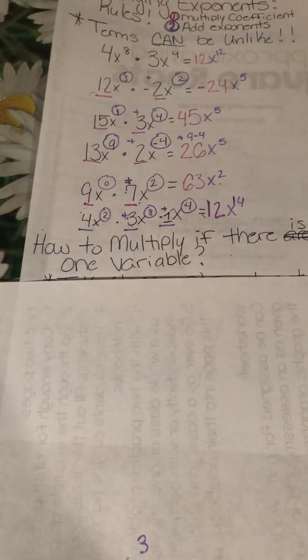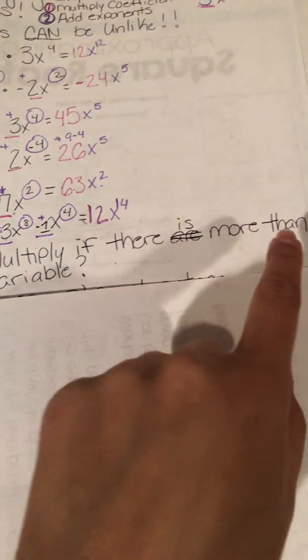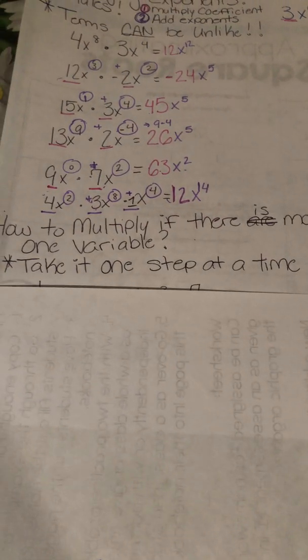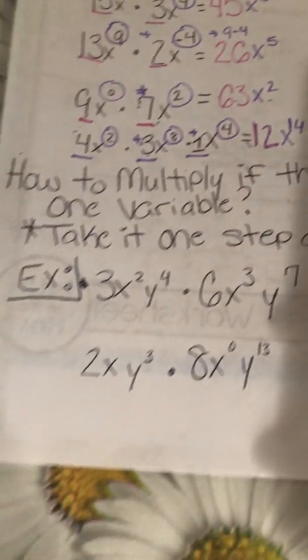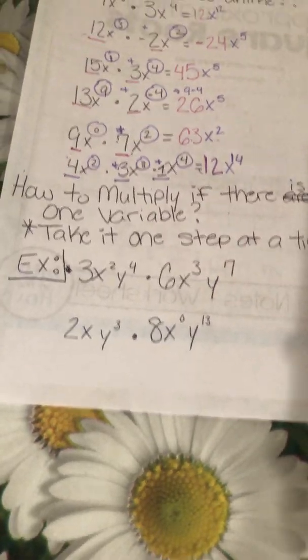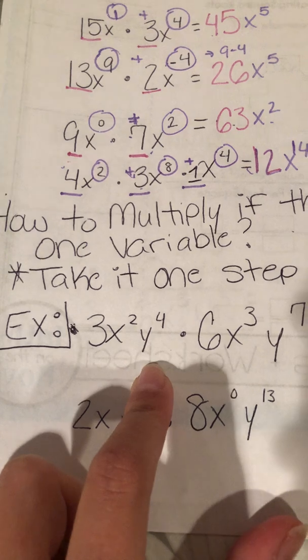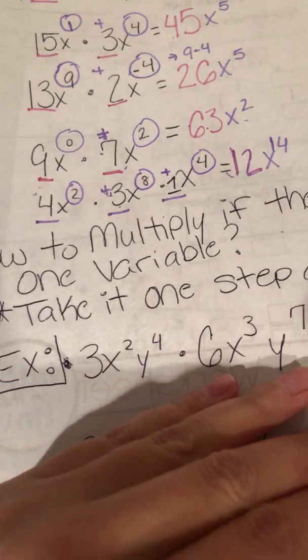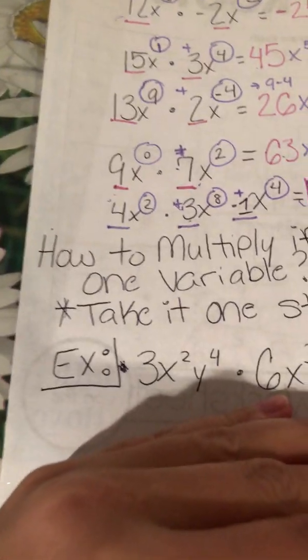Now, how do we multiply if there is more than one variable? So let's take a look. We take it one step at a time. So I have more than one variable in a multiplication problem. Let's look at this one first. I have x's and y's, and my advice is to take it one step at a time.